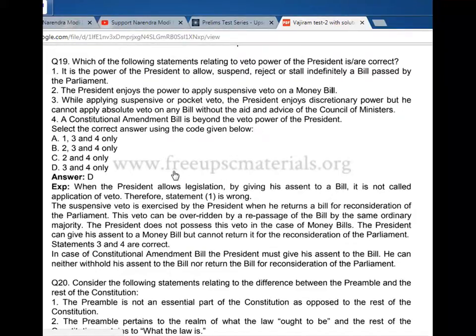It is a power. So veto power is the power of the president to allow, suspend, reject, or withhold assent to a bill passed by the parliament. Not correct. The president does not enjoy the power to apply the suspensive veto on a money bill. Not correct. So 3 and 4 are correct.